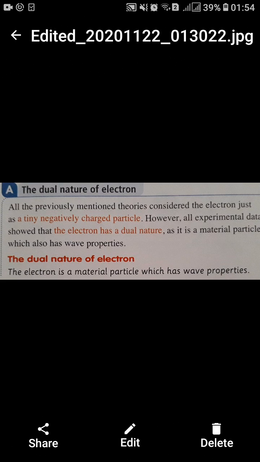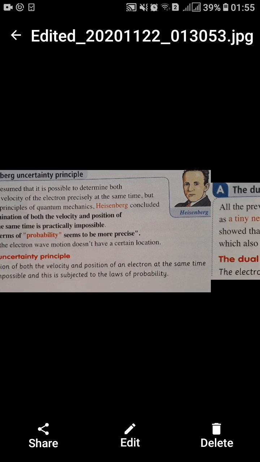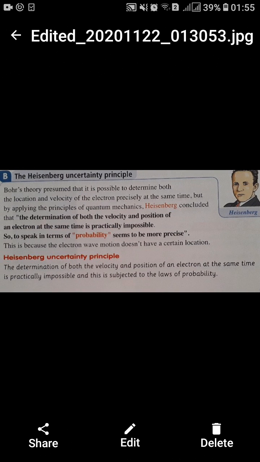A, the dual nature of the electron, which means the electron is a material particle which has wave properties. Number 2, Heisenberg uncertainty principle, which states that it's impossible to determine both the speed and the position of the electron at the same time. Practically, this is impossible. So it's better to talk in terms of probabilities.